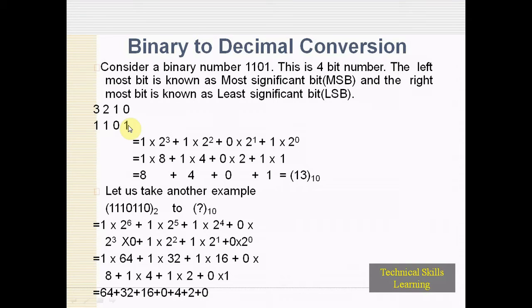In this video, we will see conversion of number system. First, we are doing binary to decimal conversion. Consider a binary number 1101. This is a 4-bit number. The leftmost bit is known as the most significant bit, and the rightmost bit is known as the least significant bit.